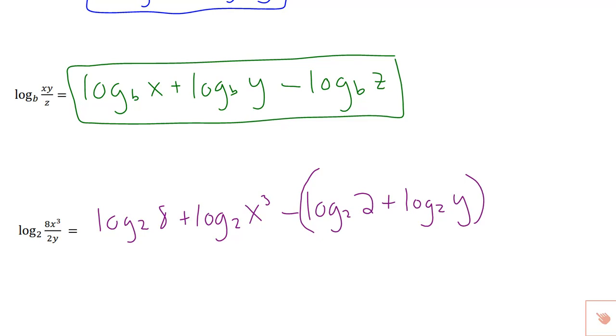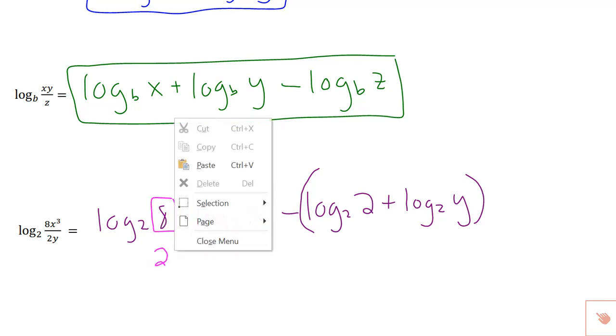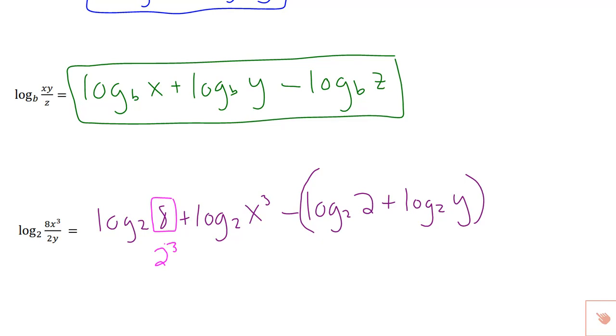There is a rule we learned that log base of that same base to a power simplifies out, so I'm going to recognize that this 8 is the same thing as 2 to the third. So if I have log base 2 of 2 to the third, the log 2 simplifies, and I'm left with simply 3.